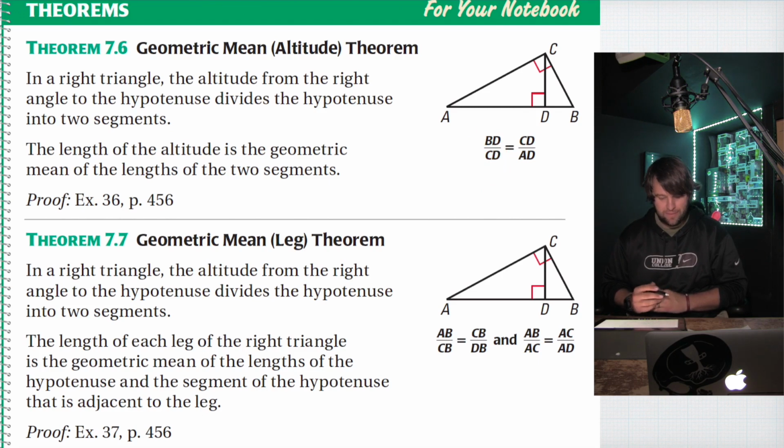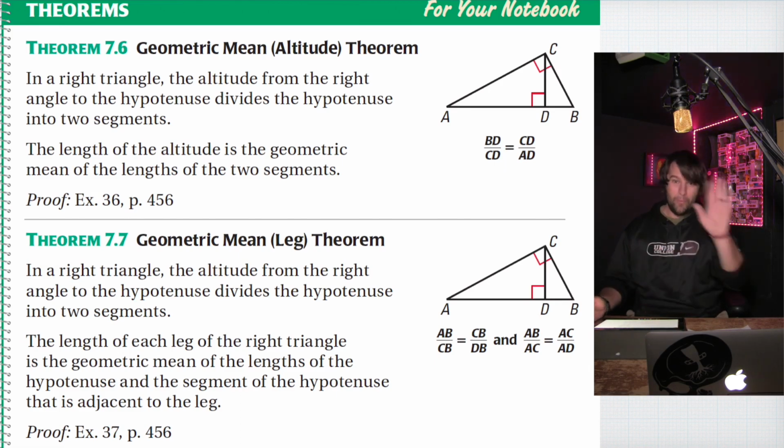Then theorem 7.7, geometric mean or leg theorem. In a right triangle, the altitude from the right angle to the hypotenuse divides the hypotenuse into two segments. The length of each leg of a right triangle is the geometric mean of the lengths of the hypotenuse and the segment of the hypotenuse that is adjacent to the leg. Whew! Lots of words. We'll put it into practice on the next slide.